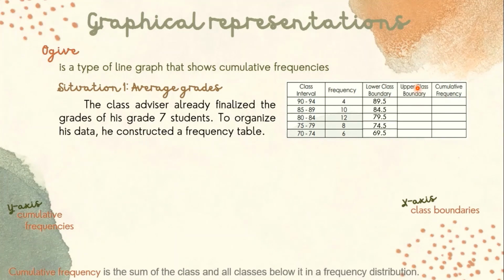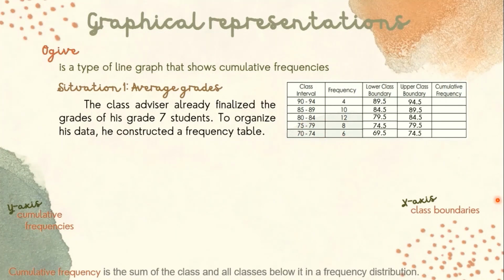For upper class boundary, titignan naman natin yung mga upper class limits. We'll add 0.5 in each. Sa ating class interval na 90 to 94, add 0.5 to 94. That will be 94.5. 89, add 0.5, kaya 89.5. Ang 84.5 ay galing naman sa 84 plus 0.5. 79.5 ay result ng 79 plus 0.5. And lastly, 74.5 ang result ng 74 plus 0.5 para sa ating last class interval.